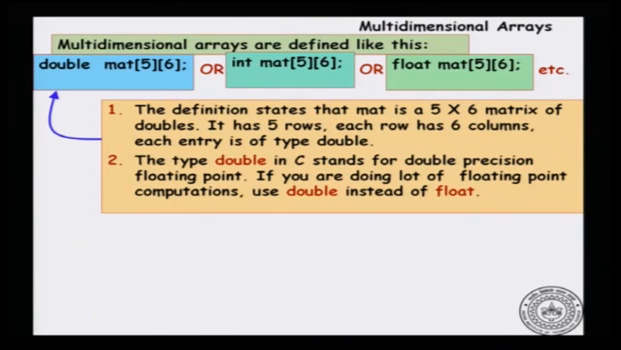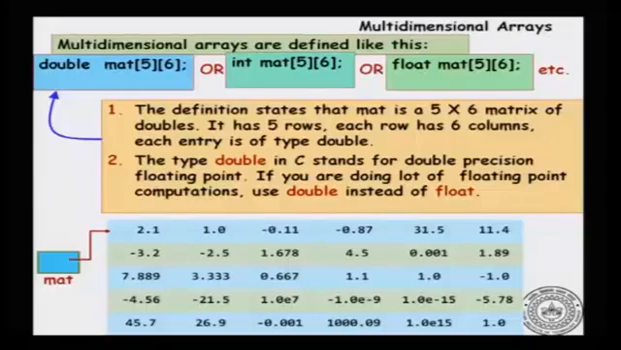So, this means that mat has 5 rows, each row contains 6 entries, and all the entries are of type double. Now, double is what is known as double precision floating point numbers, and if you are doing a lot of floating point computations, then instead of float you could use double, because you might need a lot of precision in your computation.